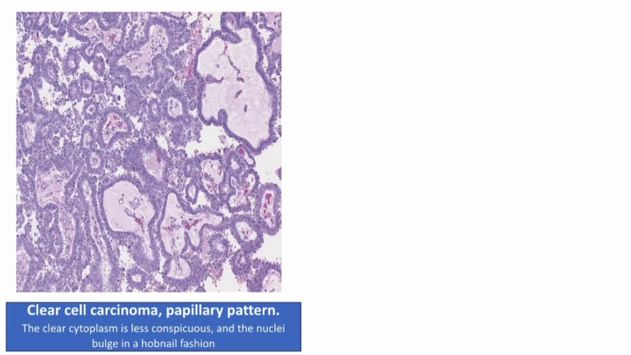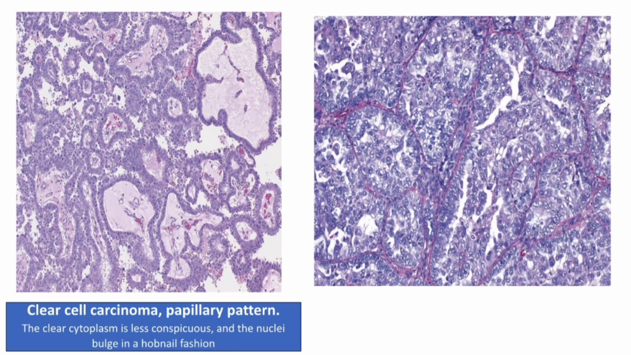They are protruding from the surface and having clear cytoplasm. It is difficult to see here, but you can appreciate papilla, hyalinized core and hobnailing pattern. This is again a glandular pattern. Here you can appreciate clear cell nature of the cell.